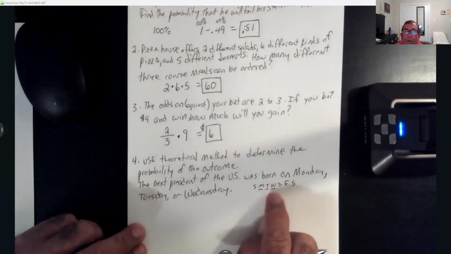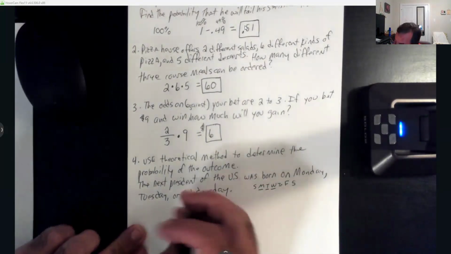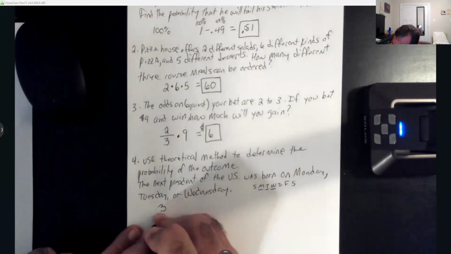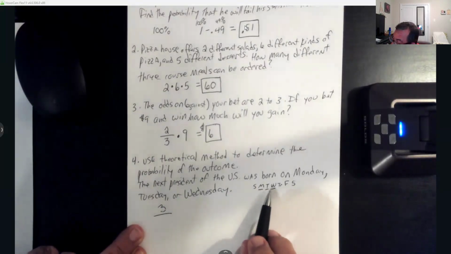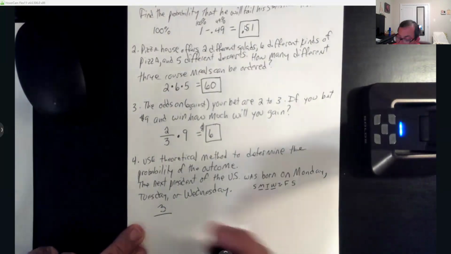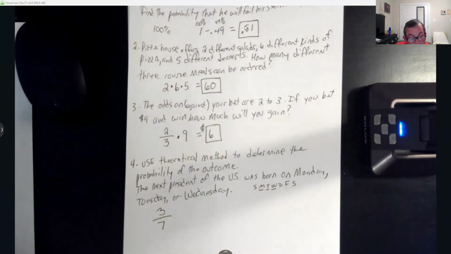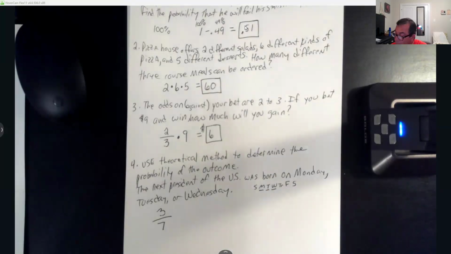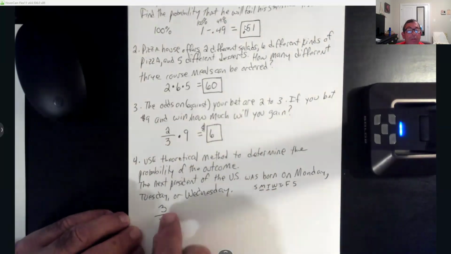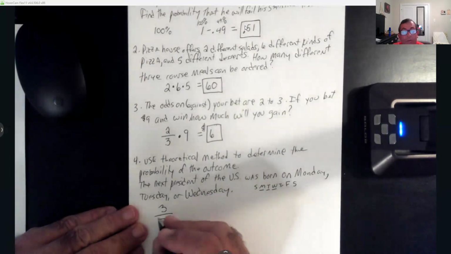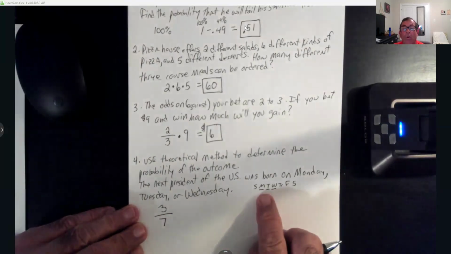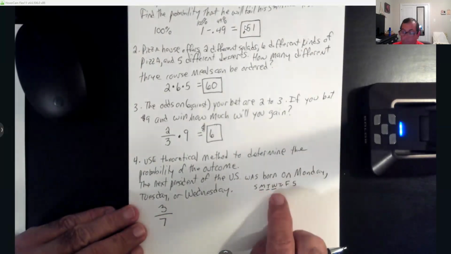So we're looking for 3 possible outcomes out of 1, 2, 3, 4, 5, 6, 7 total days. And y'all, that fraction will not reduce. So that would be my final answer. There's a 3 out of 7 chance that they were born on a Monday, Tuesday, or Wednesday, okay?